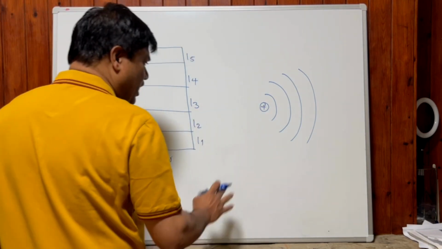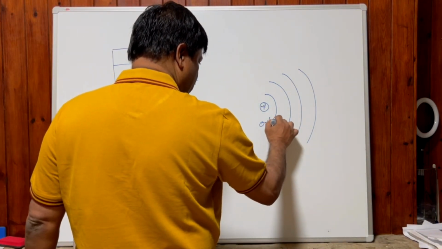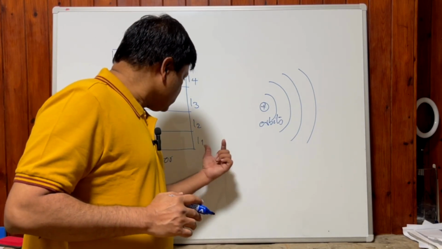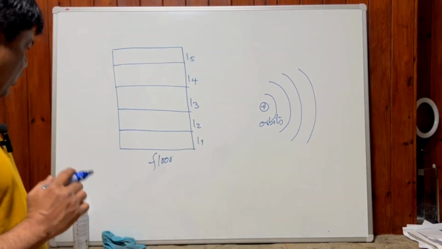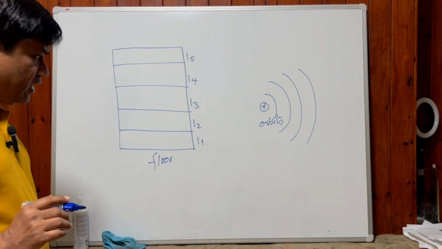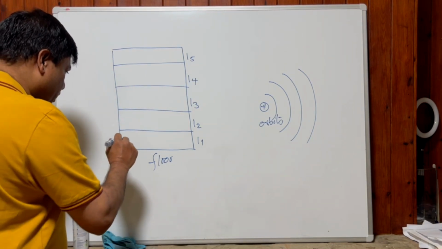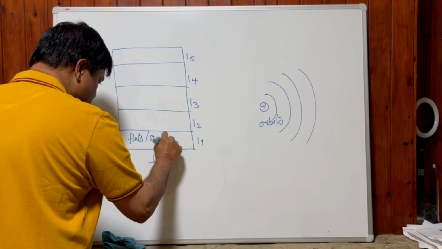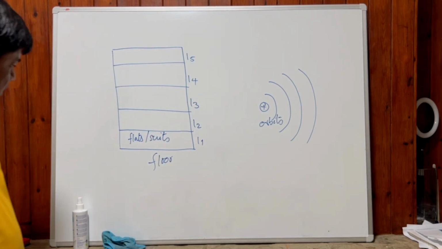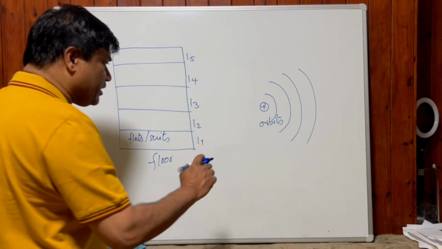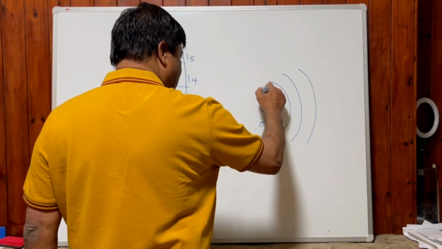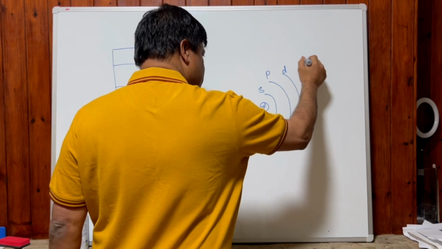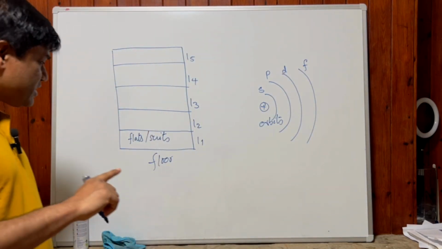So this is the nucleus, and these are the orbits. For the sake of understanding, you can assume that these are the levels. In each level, we have some flats, or we call them suites: suite 1, suite 2, suite 3, flats, which is nothing but subshells. Suppose this is my s shell, that's the p shell, this is d, and this is f. So each shell has subshells.